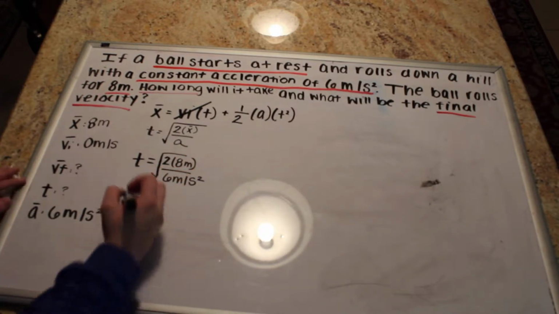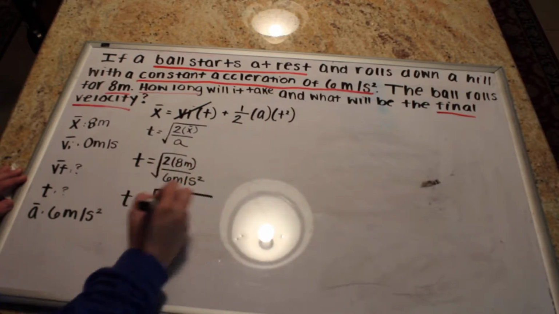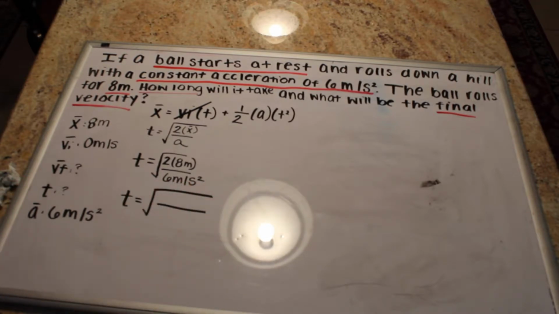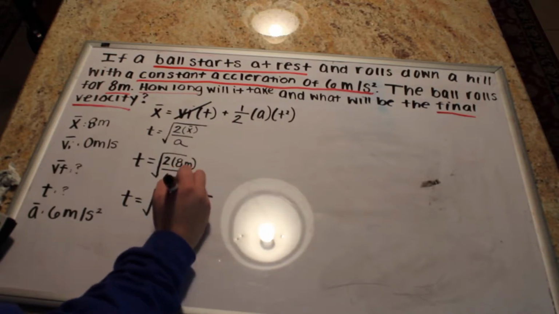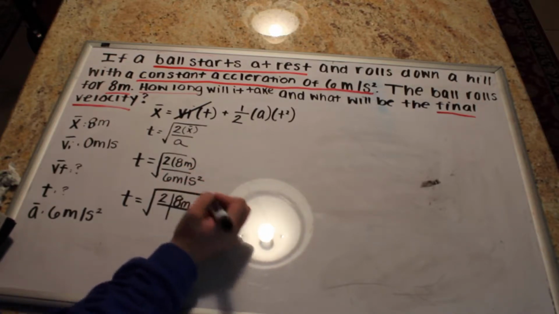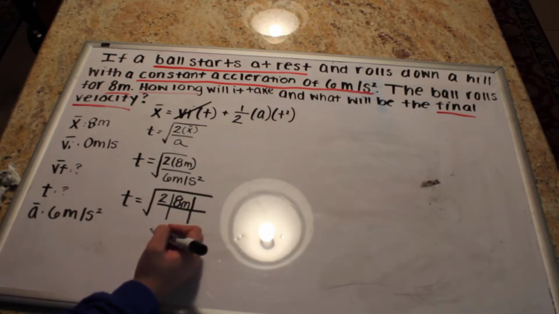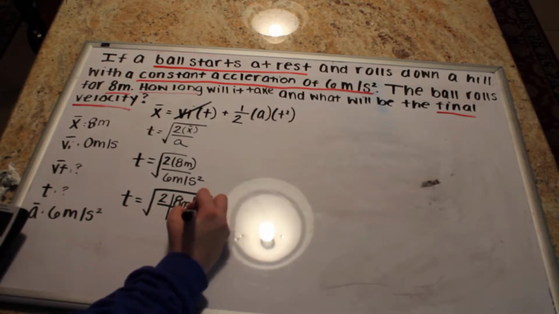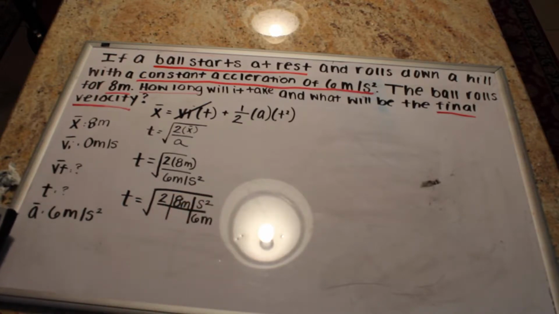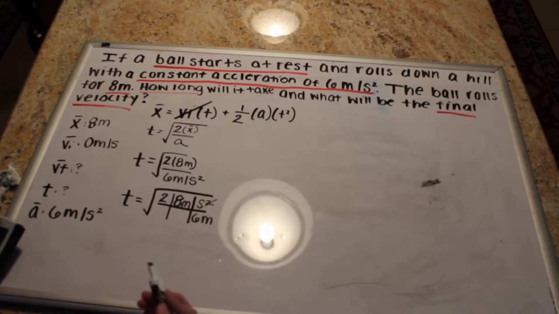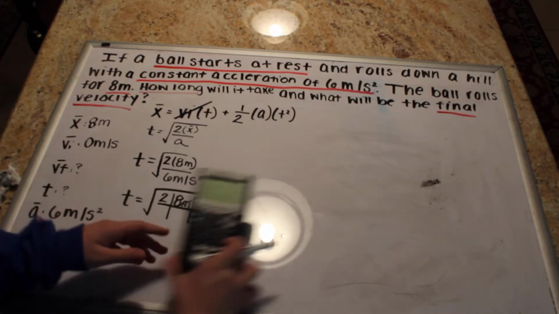Now, using dimensional analysis, I'm going to solve the equation. 2 goes on top, times 8 meters on top, divided by 6 meters on the bottom, and seconds squared on the top. The squared cancels out because we are taking the square root of it. The meters cancel out because there's one on the top and the bottom.